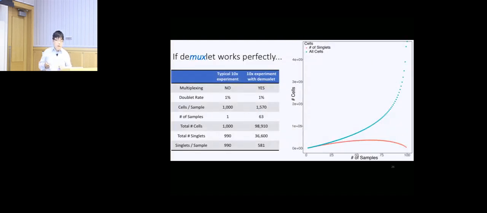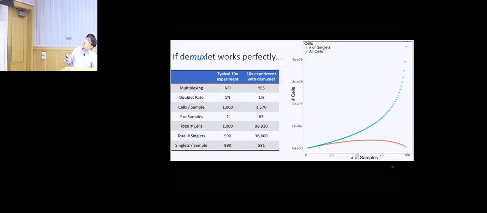So let's assume that this method works perfectly. Then this is a theoretical upper bound of the performance. If you can load more and more samples, then you're going to have more and more doublets, so you need to load in more and more cells. And this red line represents the number of non-doublets, so these are the number of singlets. This is what we care about because we're going to throw out all the ones that are not singlets.